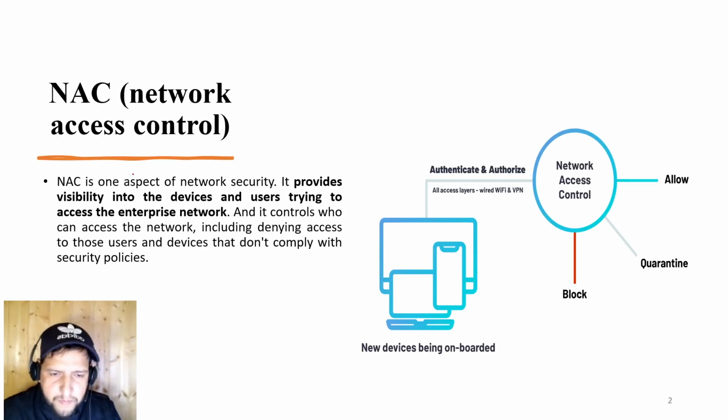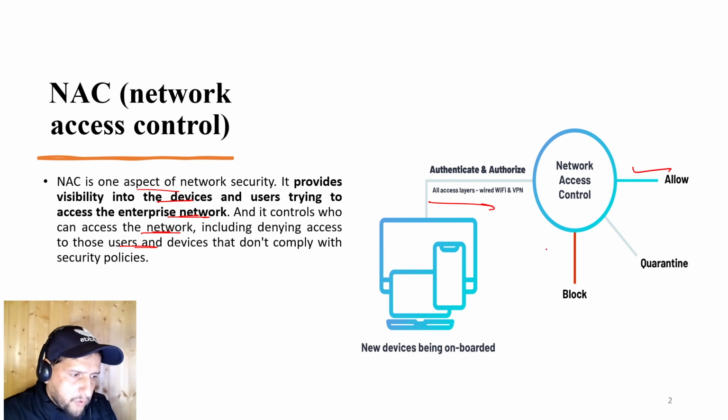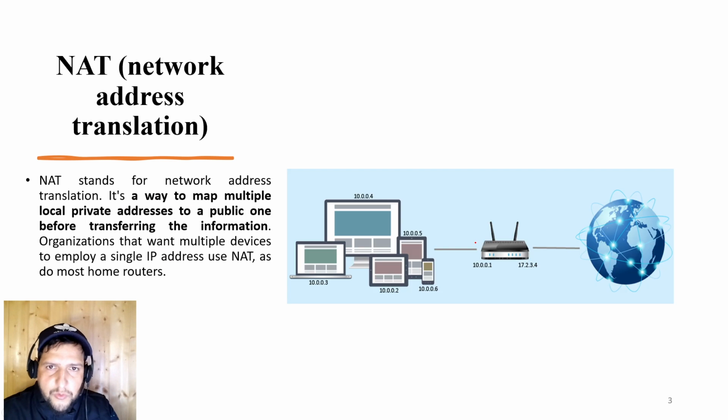So the first term on my screen is network access control. Network access control is one aspect of network security. It provides visibility into the devices and users trying to access the enterprise network. It controls who can access the network, including denying access to those users and devices that do not comply with security policies. So if you see here, new devices are being onboarded and then they send the request, so they might be allowed, blocked, or they might be sent to quarantine. So that is your network access control.